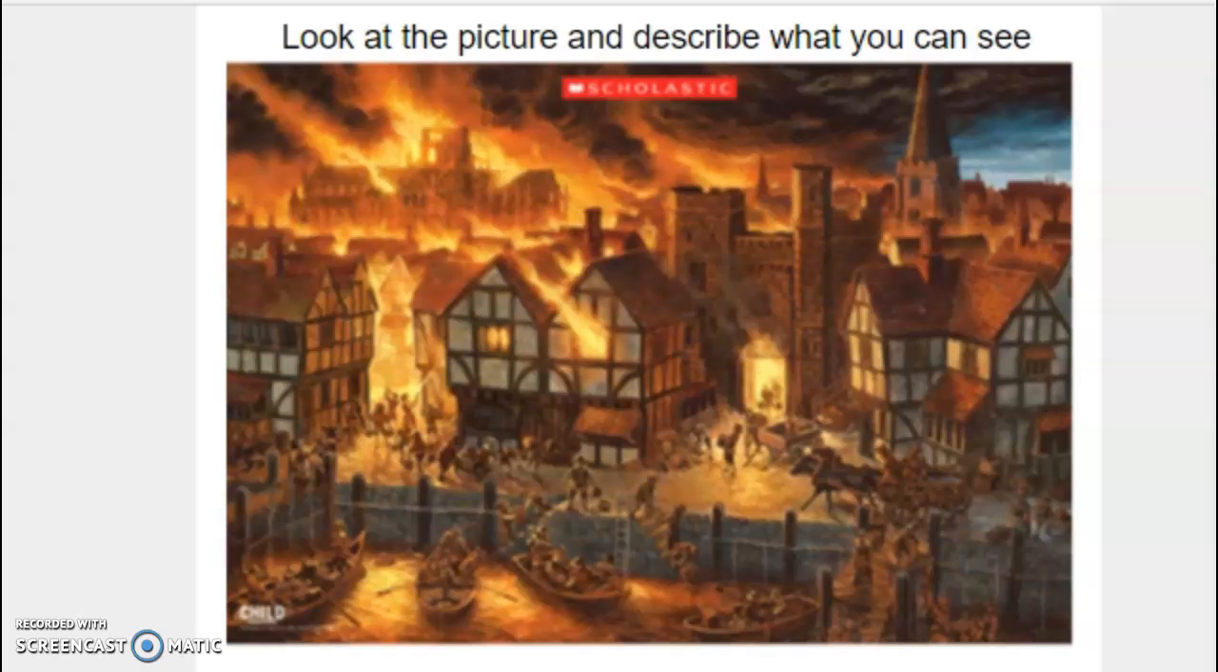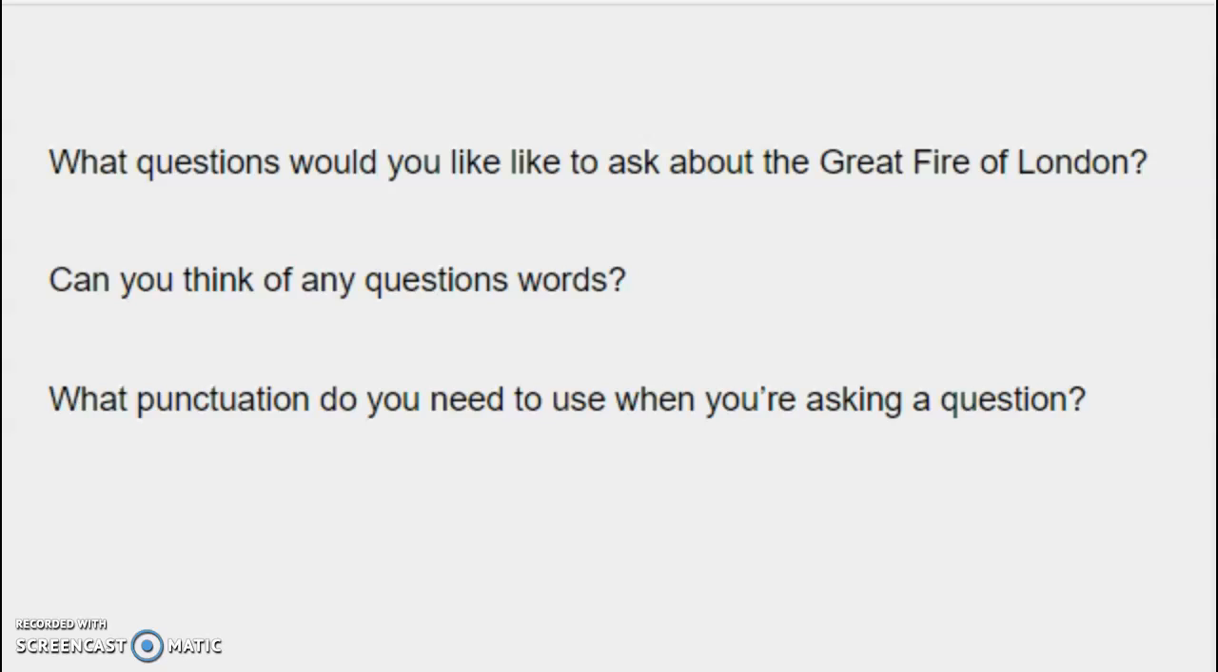Okay, how did you get on with all of that? Did you come up with some good description there? Did you describe what you could see in the picture? I'm sure you did. So what I'd like you to do today is I want you to think of some questions that you would like to ask to find out more about this huge fire that happened in London. So I'm just going to move on to the next slide.